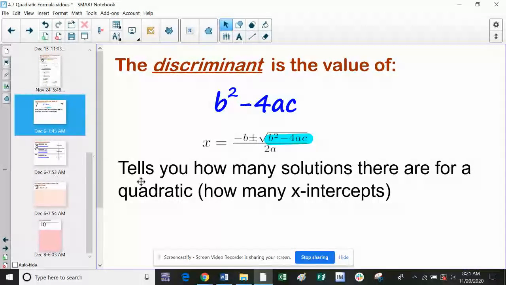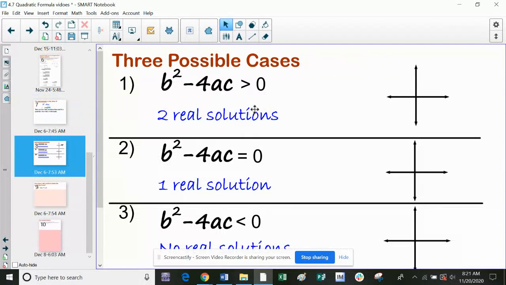Now, how does that tell us how many solutions there are, or how many x-intercepts, or how many roots there are? Well, let's take a look. Three possible things can happen. B squared minus 4ac could be positive. That means there's two real solutions. That means it crosses the x-axis twice.